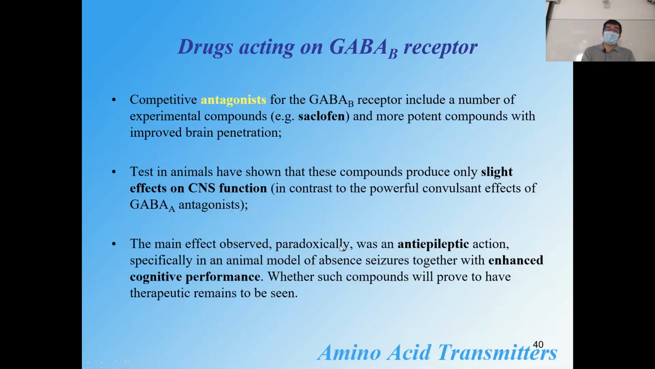There are some experimental compounds produced as antagonists. Saclofen actually seems to be able to penetrate the blood-brain barrier, but the effect is not as expected because it's more like anti-epileptic actions. So that's the reason why this group of drugs is actually not being used or not of big importance.